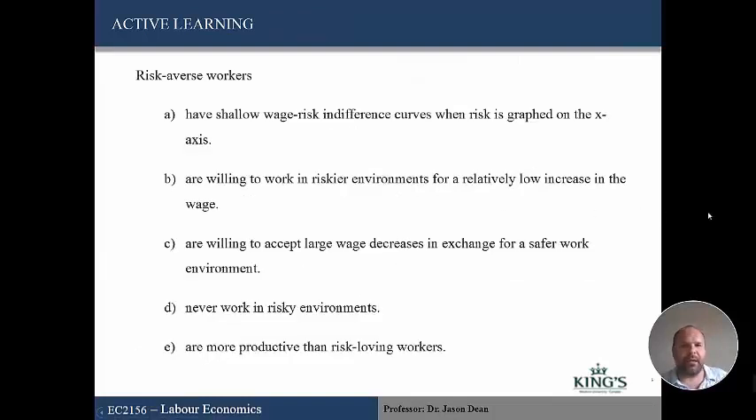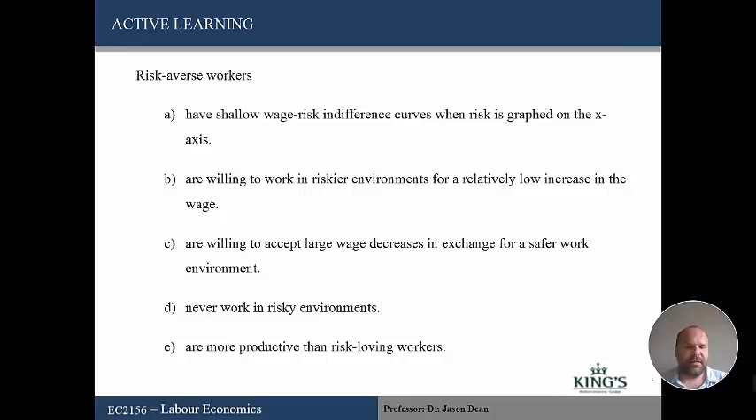Okay, let's do some multiple choice questions. Risk-averse workers, finish the sentence. A, have shallow wage risk indifference curves when risk is graphed on the x-axis; B, are willing to work in riskier environments for a relatively low increase in the wage; C, are willing to accept large wage decreases in exchange for a safer work environment. I think C is the answer.